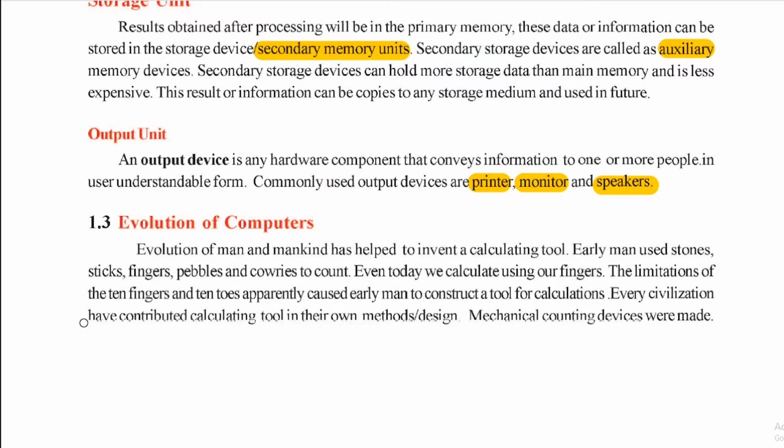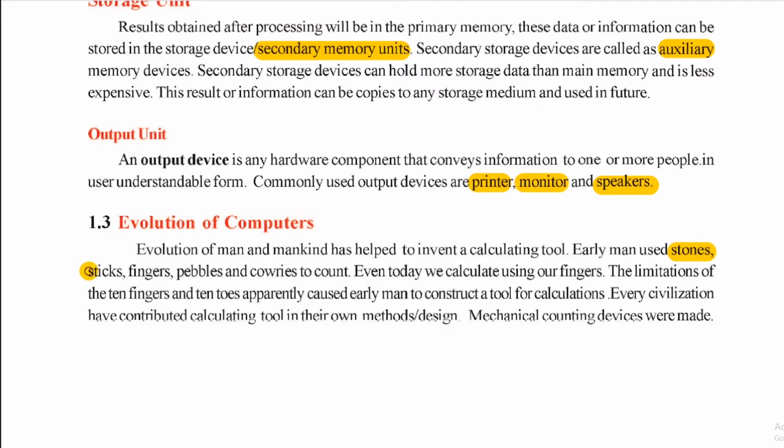So now let us learn about the evolution of computers. We should not spend too much time on this, because they only ask for 1 mark, such as who invented it. It is like history, and they do not ask how it functions. It's all outdated and we are not using it. But still, we should know how human evolution took place, how we started counting, what devices we have used, and then what is available today. That's the evolution of computers. The evolution of man and mankind has helped to invent calculating tools. Early man used stones for calculation purposes.